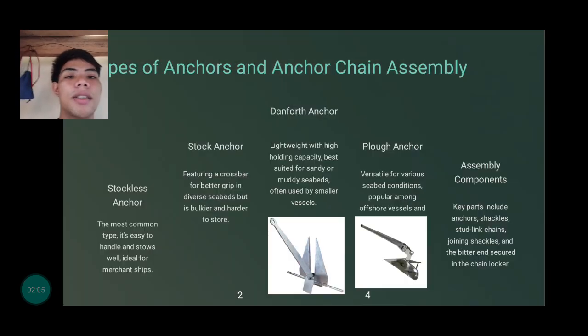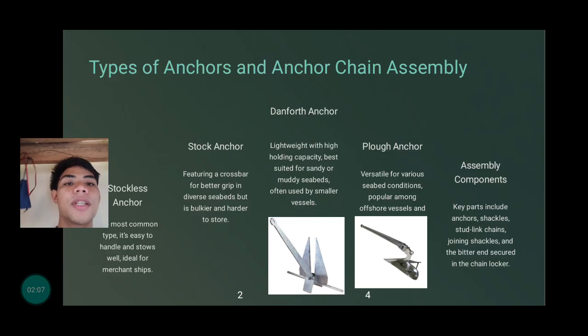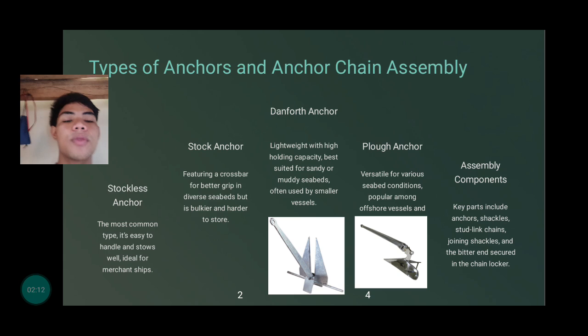And next are the different types of anchor. First we have the stockless anchor. The most common type. It's easy to handle and stows well, ideal for merchant ships. This anchor was tackled last meeting. This is typically used in vessels nowadays. Next is the stock anchor, featuring a crossbar for better grip in diverse seabeds but bulkier and harder to store.